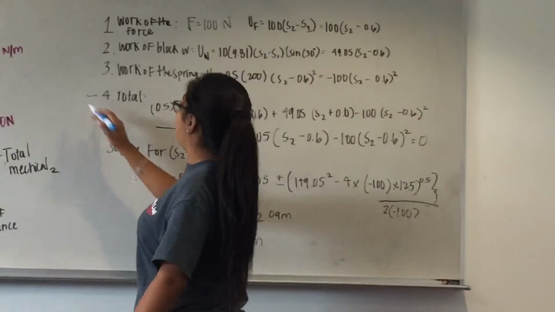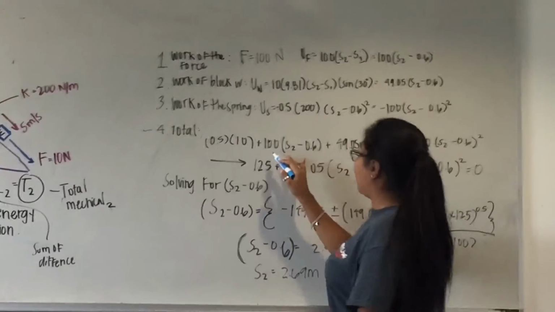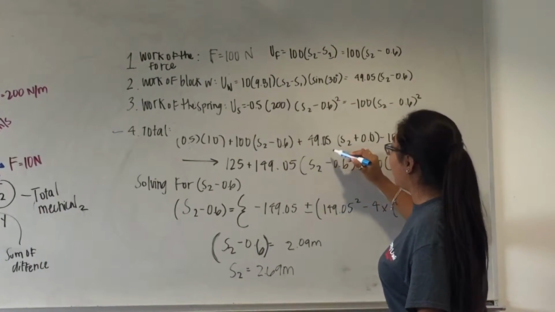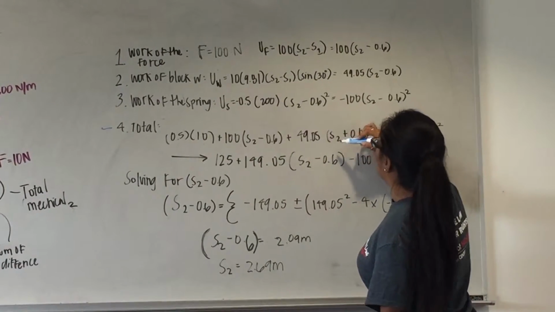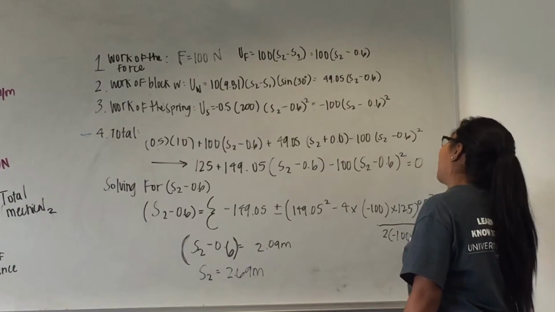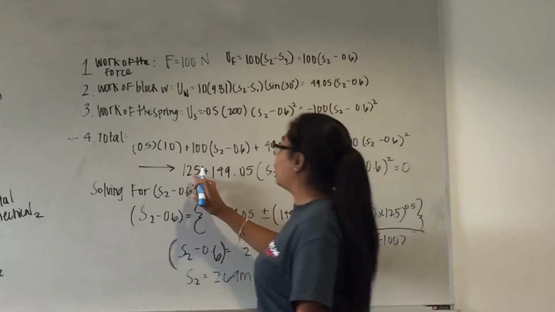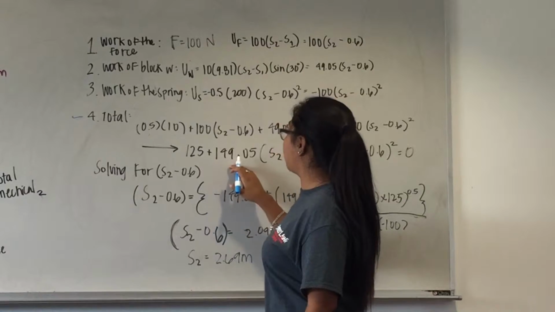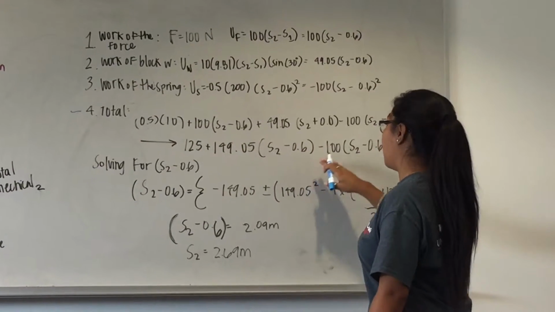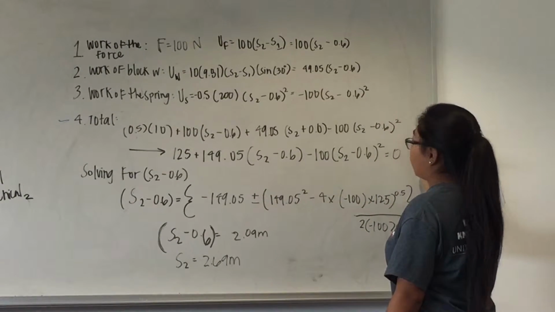And then for part 4, this is the total, which is the really long equation, which is 0.5 times 10 plus 100 parentheses S2 minus 0.6 plus 49.05 times S2 minus 0.6 minus 100 times S2 minus 0.6 squared, which then turns into 125 plus 149.5 parentheses S2 minus 0.6 minus 100 times S2 minus 0.6 squared, which then equals 0.